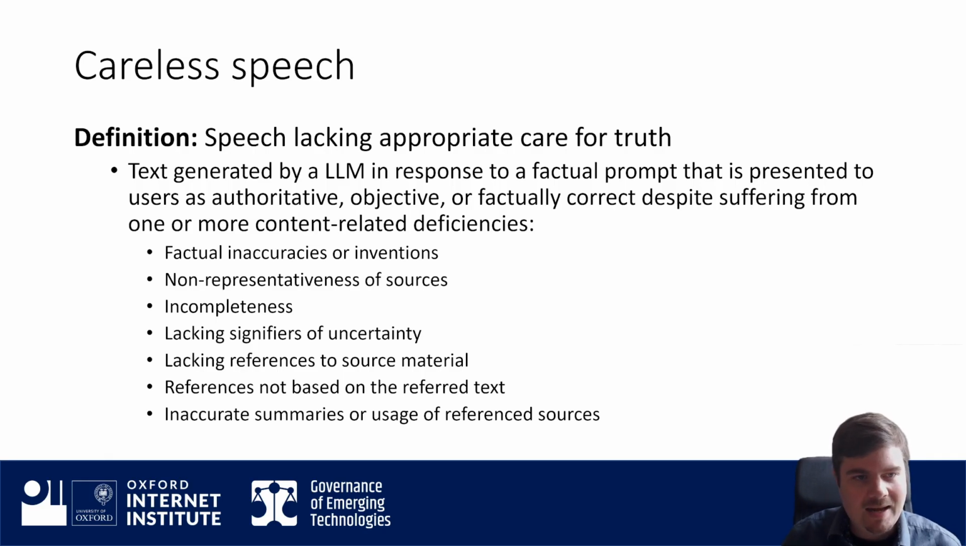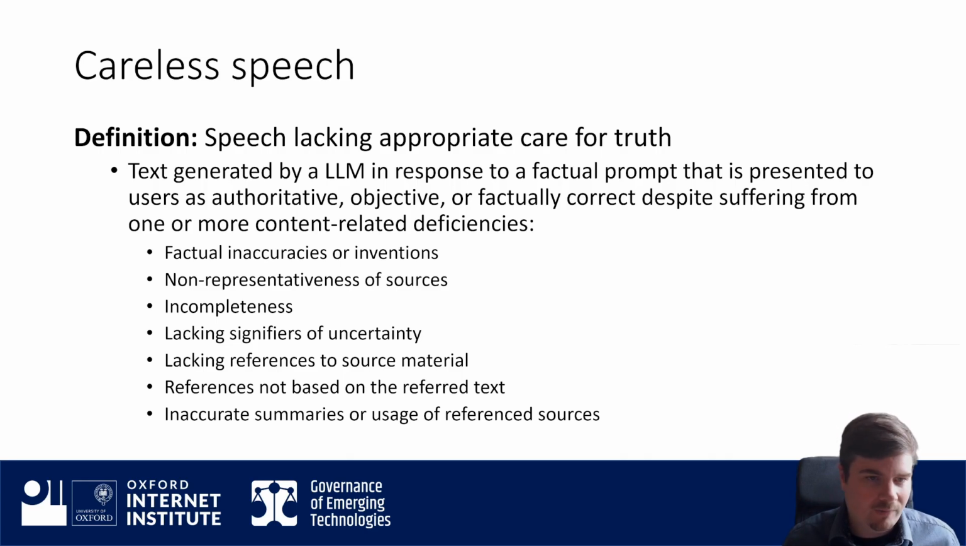So careless speech would be any output generated by a language model in response to a prompt that has some question of fact involved, where the response is presented as authoritative, objective, or factually correct, despite suffering from one or more of these deficiencies that we list here. It could just be that the statement contains factual inaccuracies or inventions. It could be that the response includes references to sources, but the sources are non-representative or not up to date. It could be that the response is incomplete in some way, so it's only giving you partial truth. It could be the response lacks signifiers of uncertainty, so how confident the system is in its output, which, again, most language models cannot do.